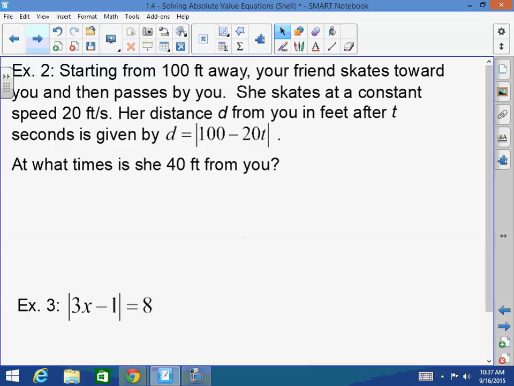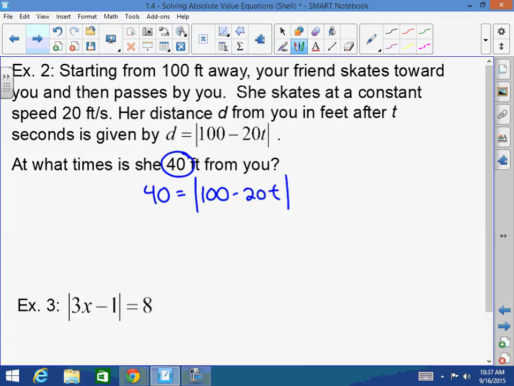Okay, this goes back to what we've already talked about. This is evaluating an equation. D represents the distance. She's 40 feet from you. So they want to find the t. After how much time, after how many seconds is she 40 feet from you? Well, 40 equals absolute value of 100 minus 20t. Straight up.